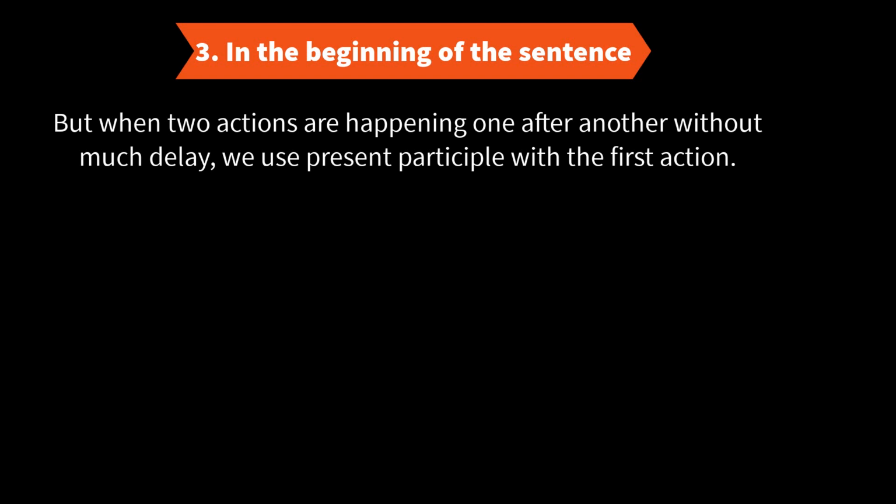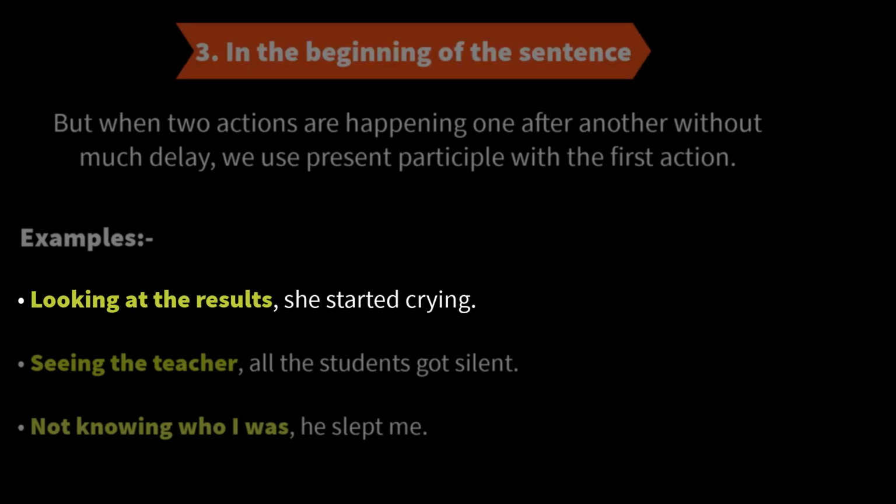Let's take some examples. Looking at the results, she started crying. That happens with a lot of students, right? Looking at the results. So that means she looked at the results first and then performed the second action, that is crying. Looking at the results, she started crying.